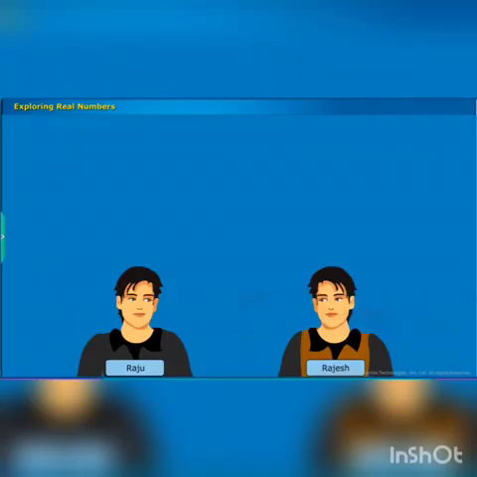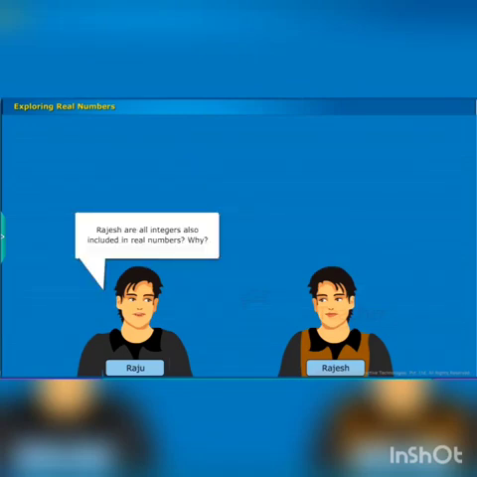Let us see a discussion between Raju and Rajesh about real numbers. Rajesh, are all integers also included in real numbers? Why?